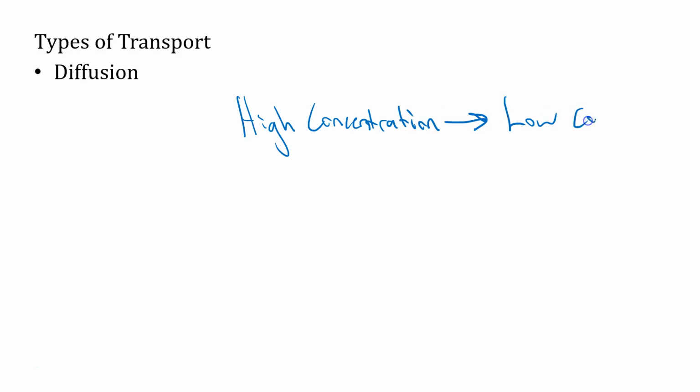And one of the simplest forms is diffusion. Diffusion is when you have something moving from a high concentration to a low concentration. That's the most fundamental definition.